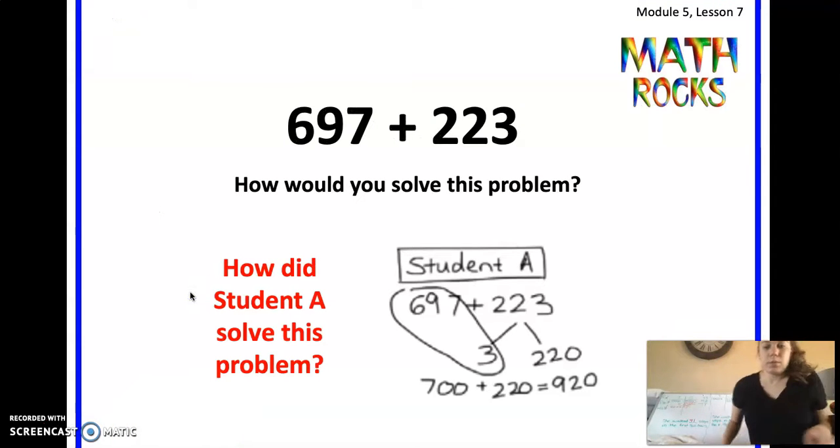So now let's look at a few problems and the ways that they solve those problems. So we have 697 plus 223. We could talk about how, if we were in person, how we would solve this problem or how you would solve it. But it says, how did student A solve this problem? What did they do?